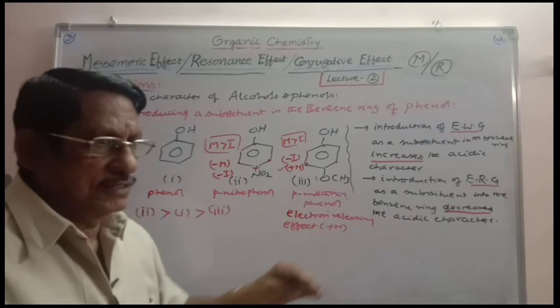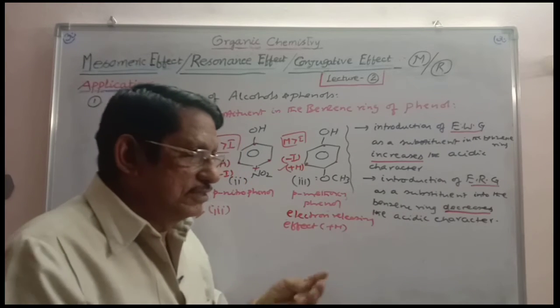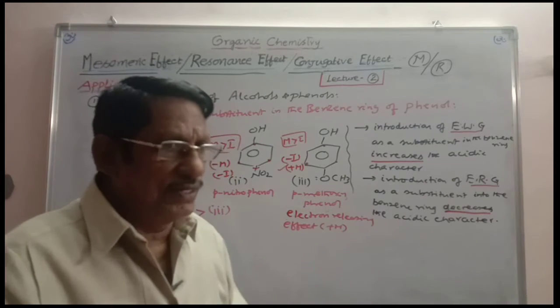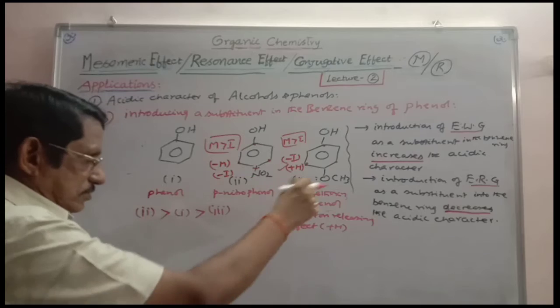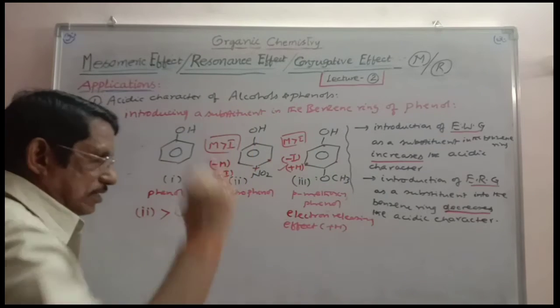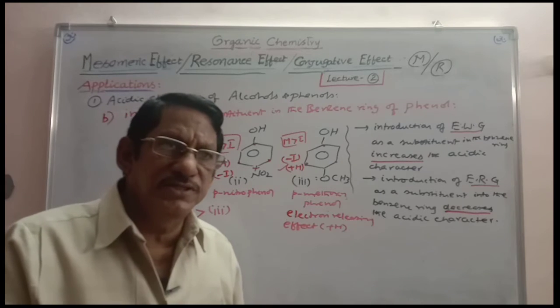Don't forget, electron withdrawing group introduction enhances the acidic character. Electron releasing group introduction into the benzene ring of the phenol decreases acidic character. Based on that reason, out of all these three, para-methoxyphenol is least acidic, highest acidic is para-nitrophenol. As the number of electron withdrawing groups in the phenol is increased, the acidic character is increased.